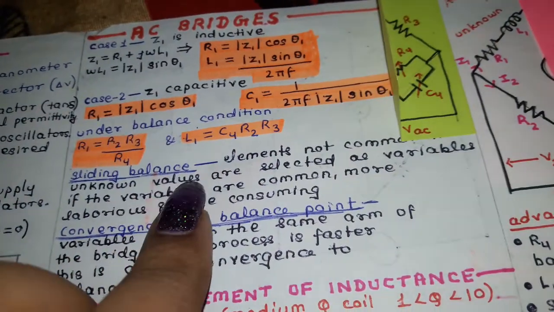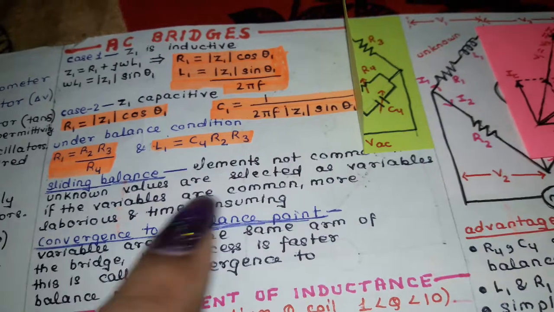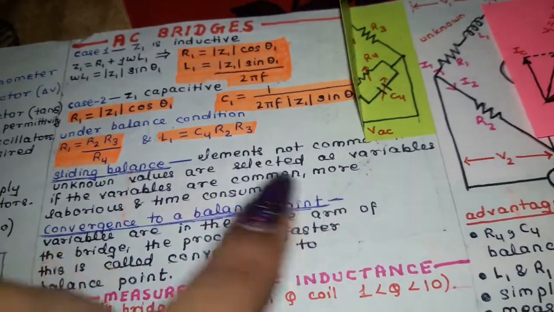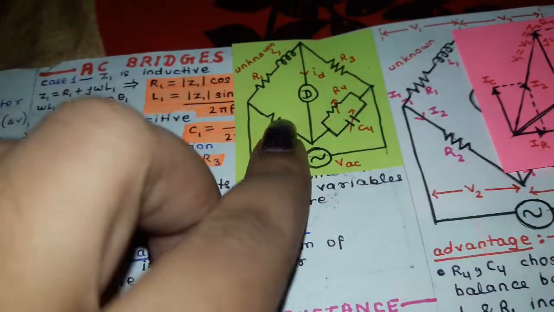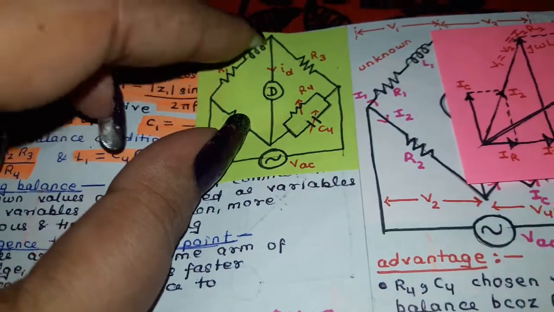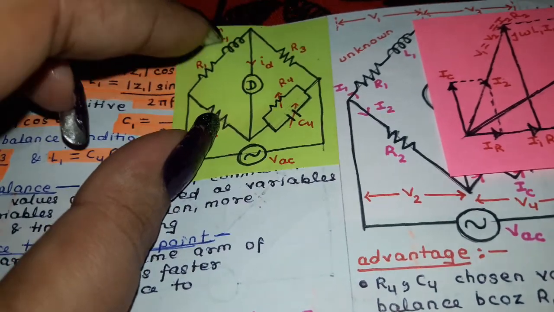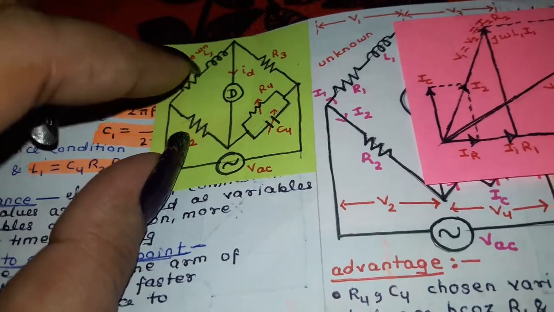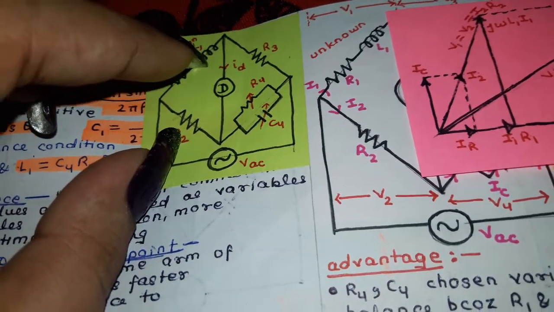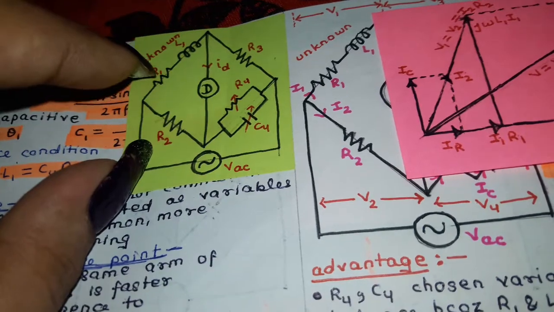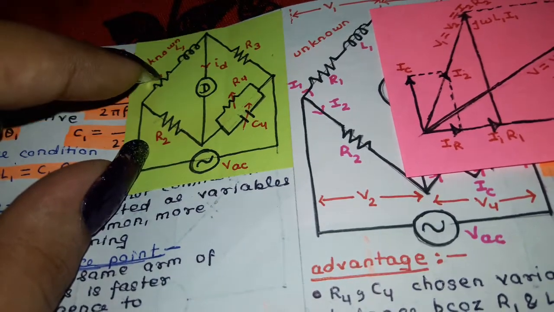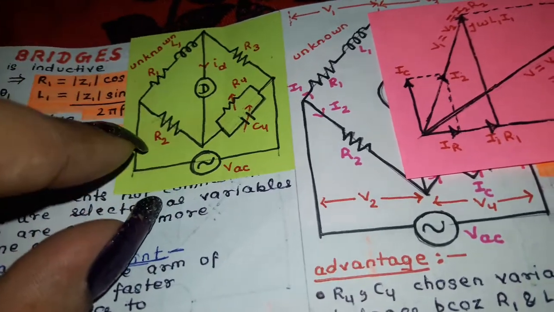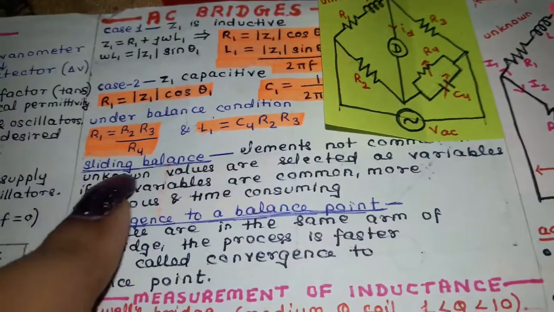Now let's talk about sliding balance. Elements not common to the unknown value are selected as variables; if the variables are common, it is more laborious and time consuming. These unknown things are called the variables. If you are choosing something which is common to both the known and unknown arms, say you are choosing a resistance and you have resistance over here, here, and here, then the bridge will take more time to get balanced. And this is actually your sliding balance.